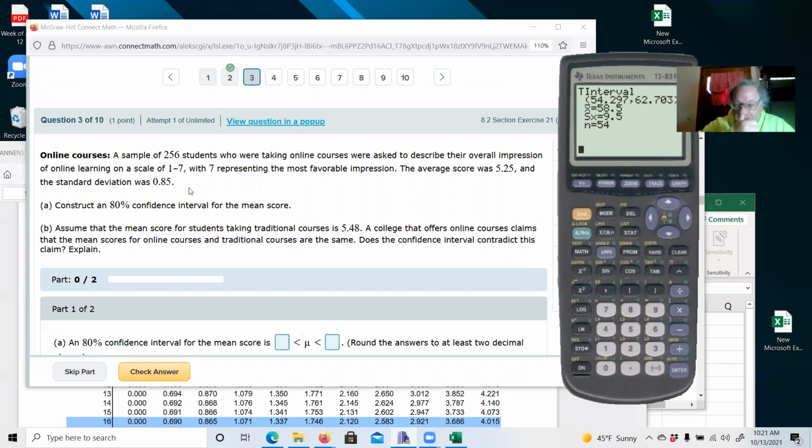Okay, so a sample of 256 students taking an online class were asked to describe their overall impression of online learning on a scale from 1 to 7, 7 being most favorable. The average score was 5.25 and the standard deviation was 0.85. Construct an 80% confidence interval for the average score.